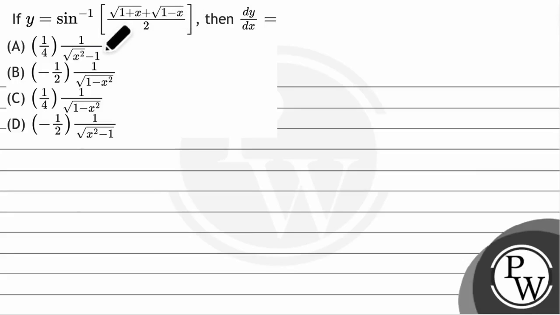So let's solve the given question here. If y equals sine inverse of (root of 1 plus x plus root of 1 minus x) upon 2, then what is the value of dy by dx? Okay. So what is the key concept here? The key concept is nothing but the differentiation of inverse trigonometric functions.